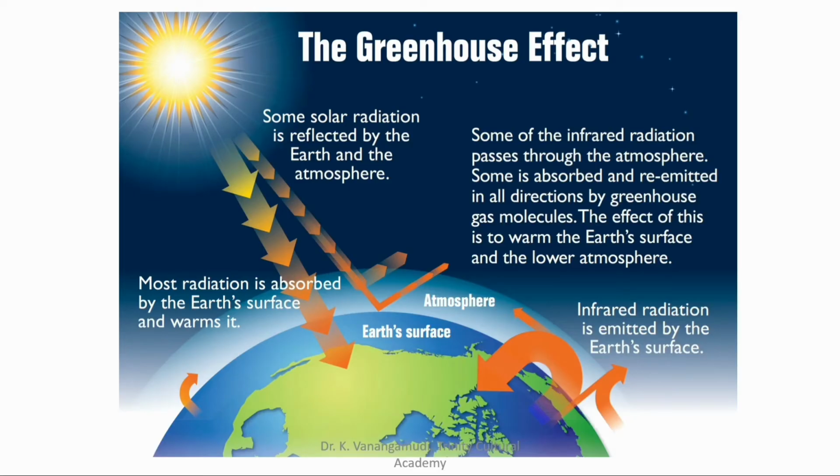A pictorial explanation of the greenhouse effect is presented in this slide. Solar radiation from the sun that falls on the earth's surface is absorbed and it warms up. But some radiation is reflected and passes through the atmosphere, where it is absorbed and re-emitted by greenhouse gases. This will warm up the earth's surface as well as the lower atmosphere. This is called the greenhouse effect.